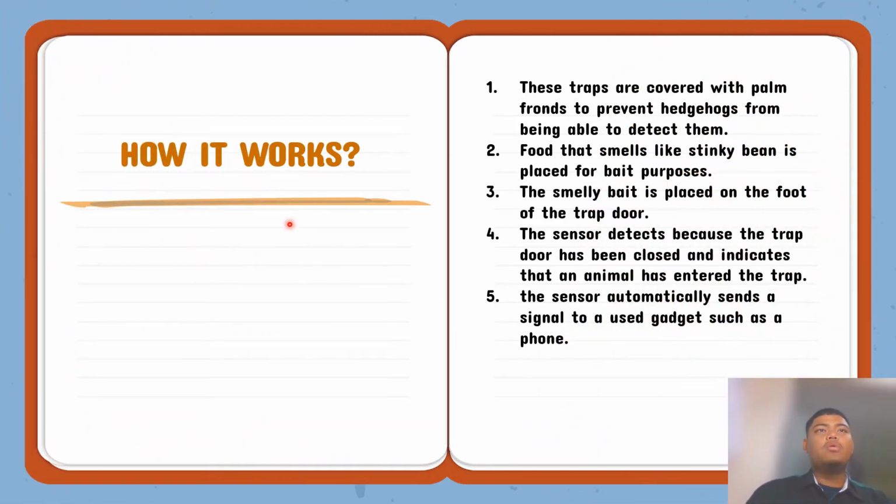Alright, this is how it works. These traps are covered with palm fronds to prevent porcupines from being able to detect them. Food that smells like stinky bean is placed for bait purposes. The smelly bait is placed on the foot of the trap door, and the sensor detects that the trap door has been closed, which indicates that an animal has entered the trap. Then the sensor automatically sends a signal to a user gadget such as a phone. This is useful because it can give the signal to the users of the traps.